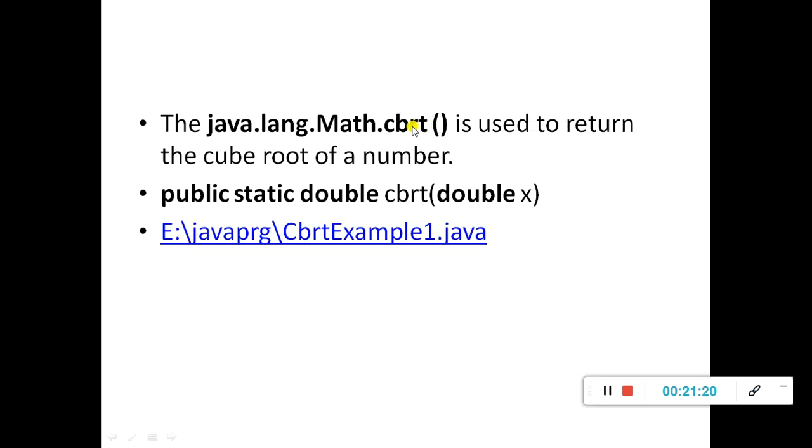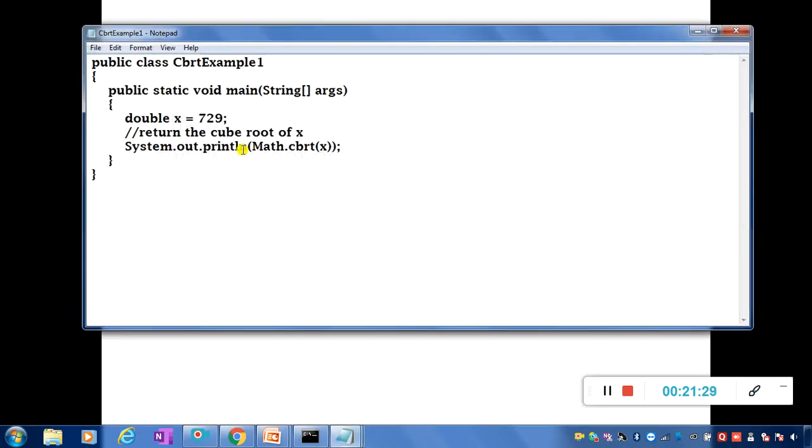Then like square root, you have cube root. This is going to return the cube root of a given number. Over here, instead of sqrt I am using cbrt. So it will return the cube root of the number, that is 729. It will return that number, which is the cube of the number raised to 3.